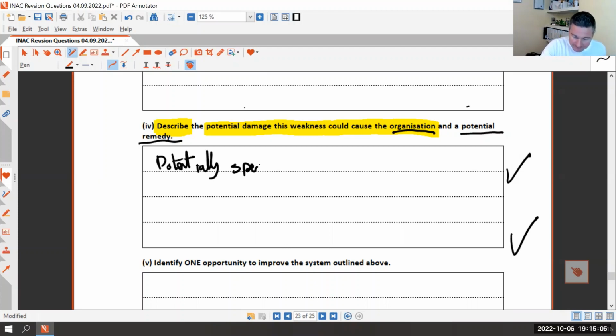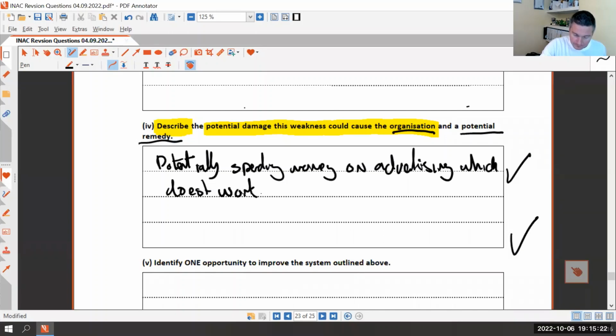Potentially spending money on advertising which doesn't work. This is unnecessary expense, or wasted expense, whatever, it doesn't really matter. Unnecessary, I'm sure that's not how you spell necessary expense.